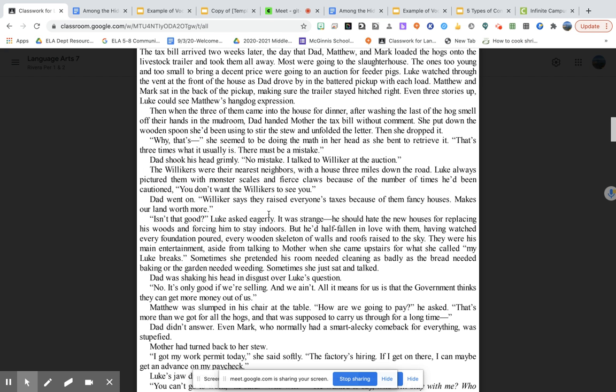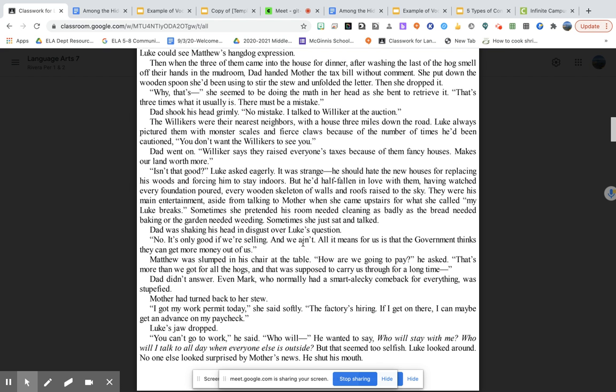It was strange. He should hate the new houses for replacing the woods and forcing him to stay indoors. But he'd fallen in love with them, having watched every foundation poured, every wooden skeleton of walls and roofs raised to the sky. They were his main entertainment, aside from talking to Mother when she came upstairs for what she called my Luke breaks. Sometimes she pretended his room needed cleaning as badly as the bread needed baking, or the garden needed weeding. Sometimes she just sat and talked.